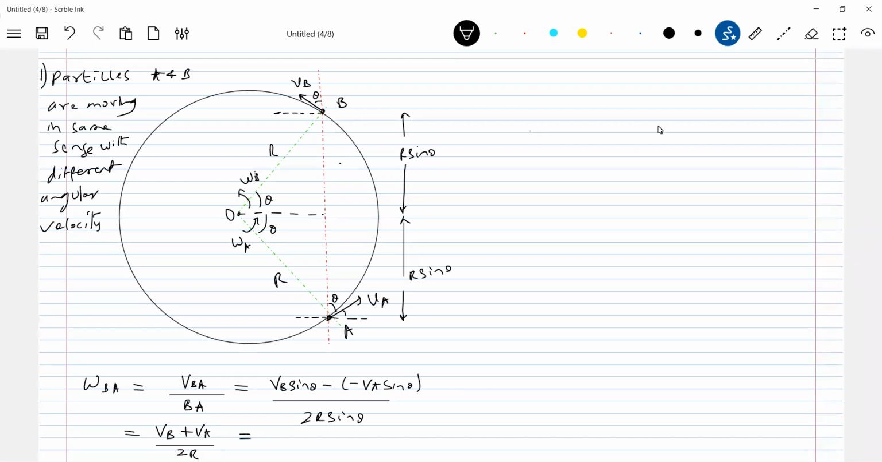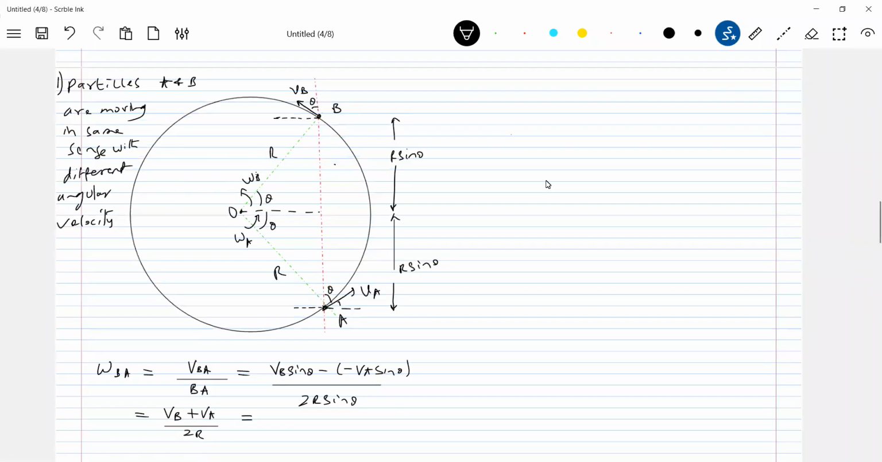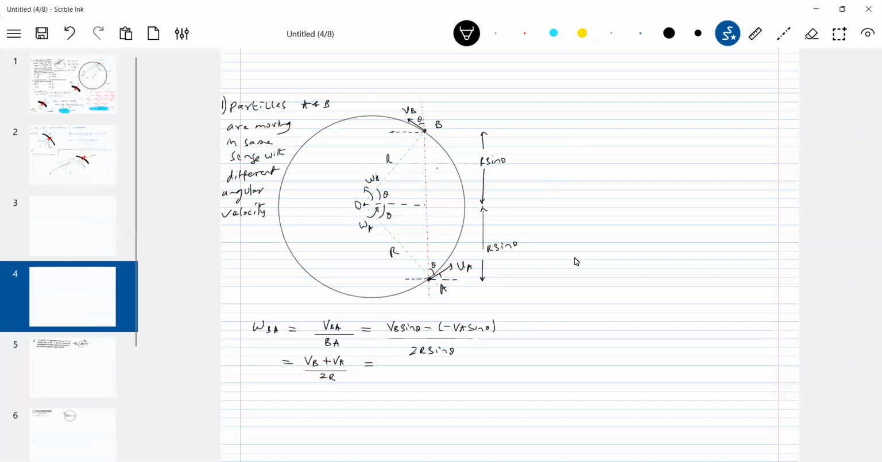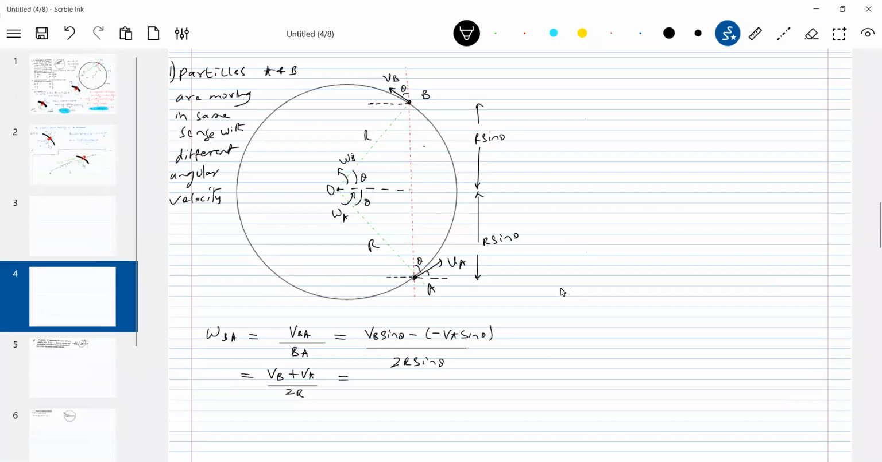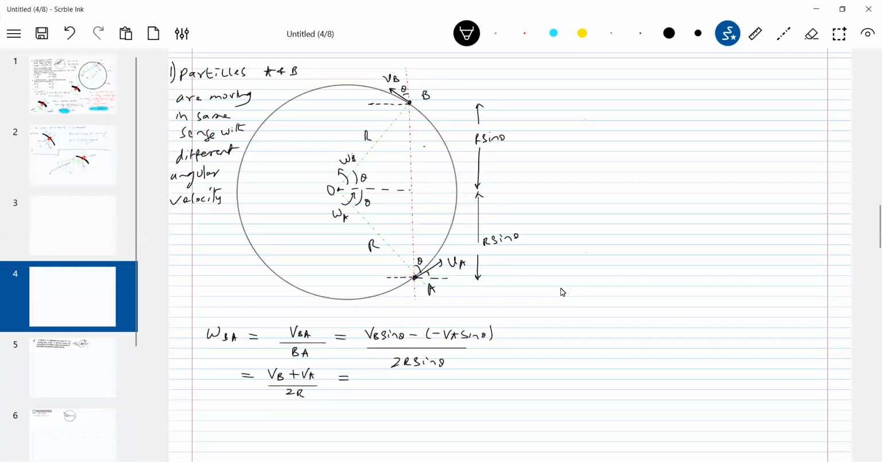VB equal to, so looking at the diagram here, VB should be equal to R omega B. So I will write it before this: VA equal to R omega A, VB equal to R omega B. So in place of VB, what can you write? R omega B. In place of VA, R omega A, by 2R. So if they are in same sense, what is the angular velocity? It will get added up.